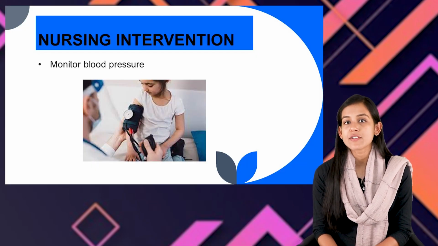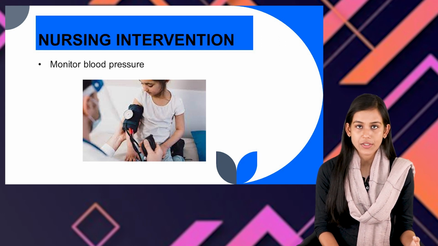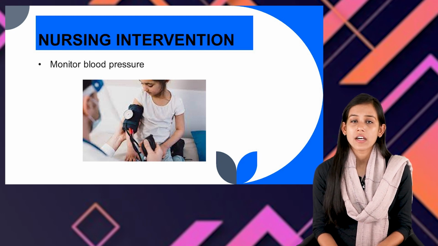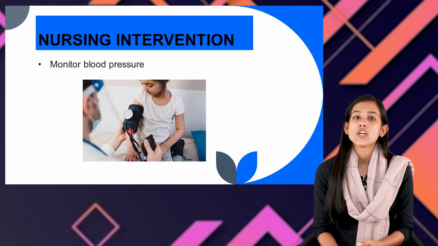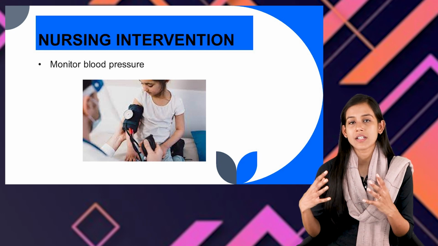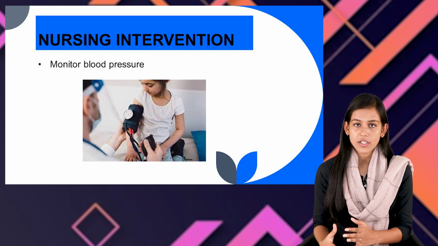So in nursing intervention, what we would do, we would do a continuous blood pressure monitoring, right? Some children might have risk for low blood pressure, hypotension or hypertension. So however the condition is, based on that we would do a continuous blood pressure monitoring.